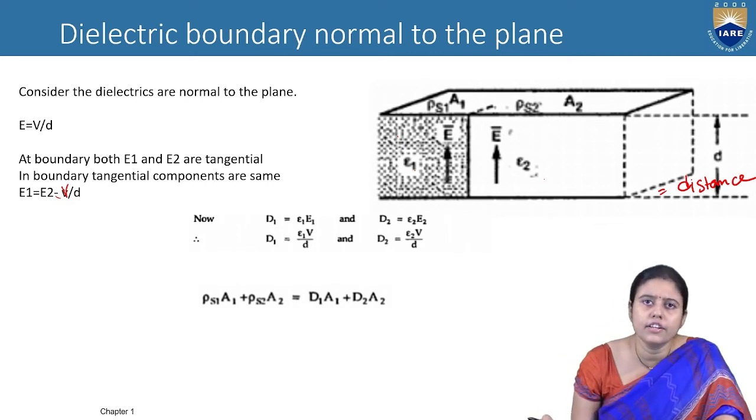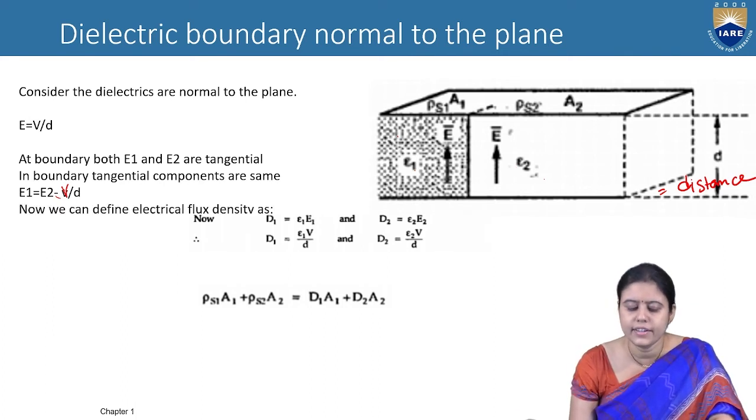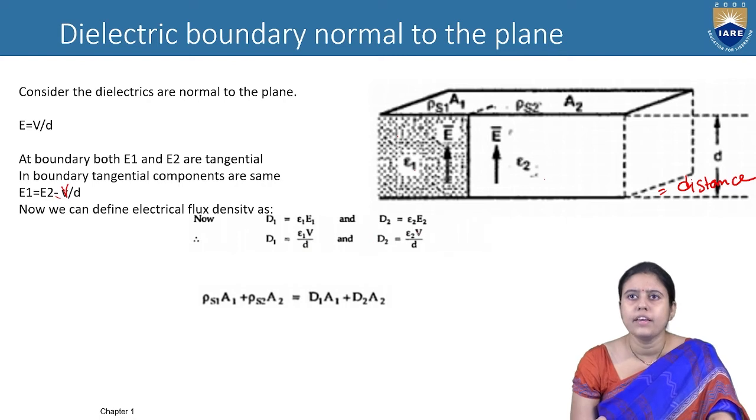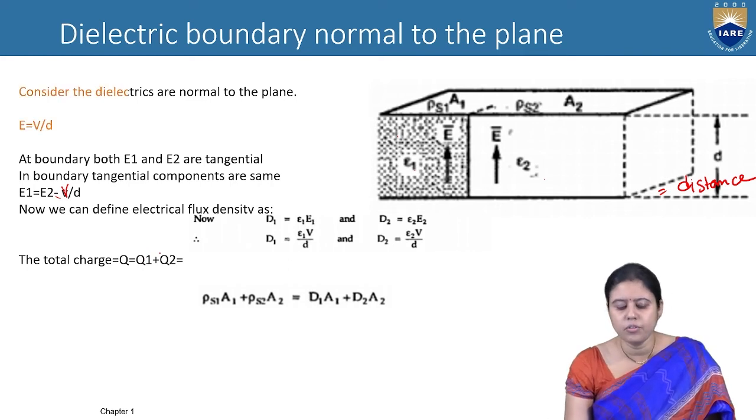So according to the boundary condition, the tangential component of the electric field is the same on both sides. And what is the value? V by D. So we already know that D1 is equal to epsilon 1 E1 and D2 is equal to epsilon 2 E2. Already we have discussed these things. E1 is given as V by D, and here also E2 is equal to V by D. And what is the total charge? Total charge Q is equal to Q1 plus Q2. Already we know this one.